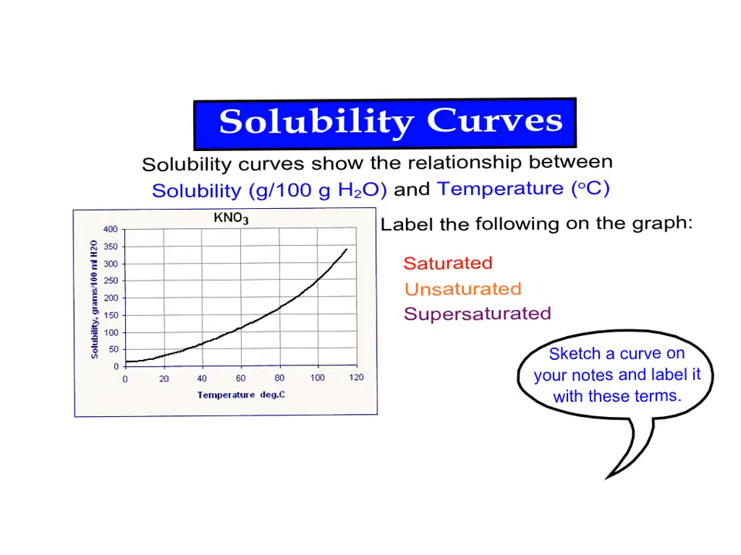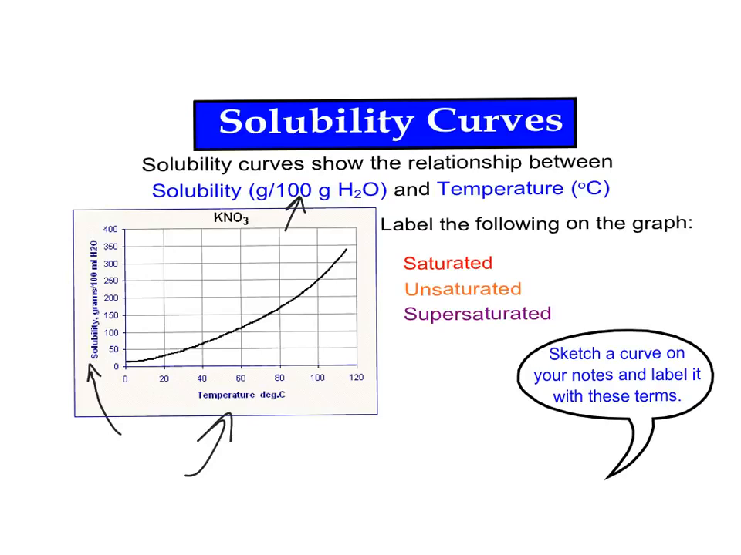And because you can have changing solubilities with changing temperatures, naturally you can make a graph out of it. So that's what a solubility curve is. It is a graph that shows the relationship between solubility, how much stuff you can dissolve, per 100 grams of water, or 100 milliliters of water, because remember, 1 gram of water is 1 milliliter of water, and temperature. So we have temperature down here on the x-axis, and we have solubility over here on the y-axis.